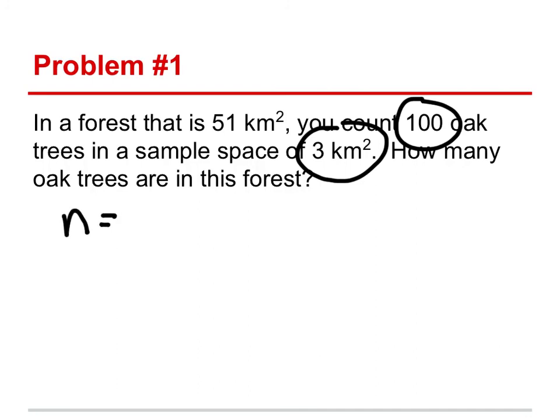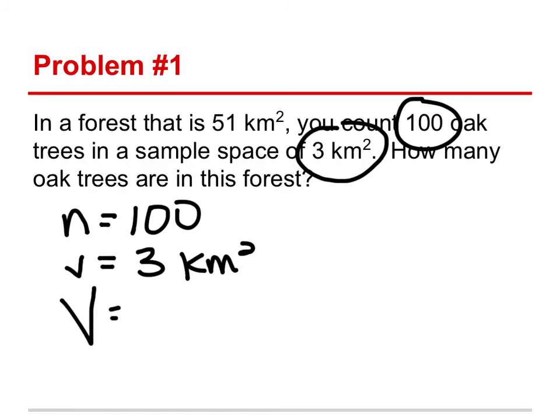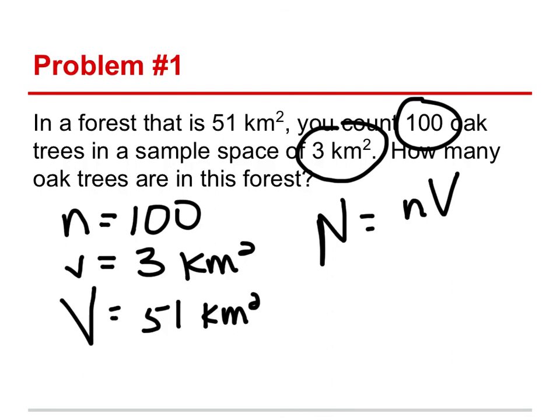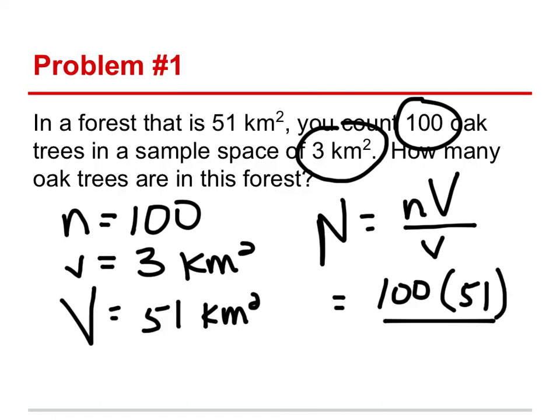We have our sample size, which is 100 oak trees. Our sampled space is 3 square kilometers. And our total size of our forest is 51 square kilometers. We can plug this into our equation, where our total population size is equal to the sample times our total area divided by our sampled area. So we have 100 oak trees times 51 square kilometers divided by 3.